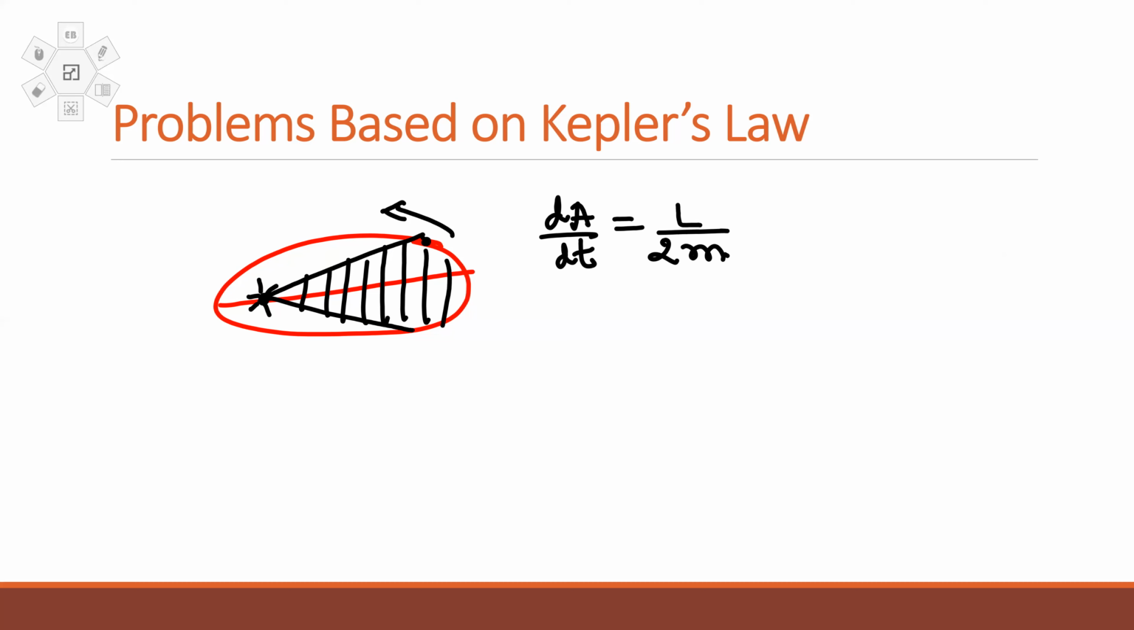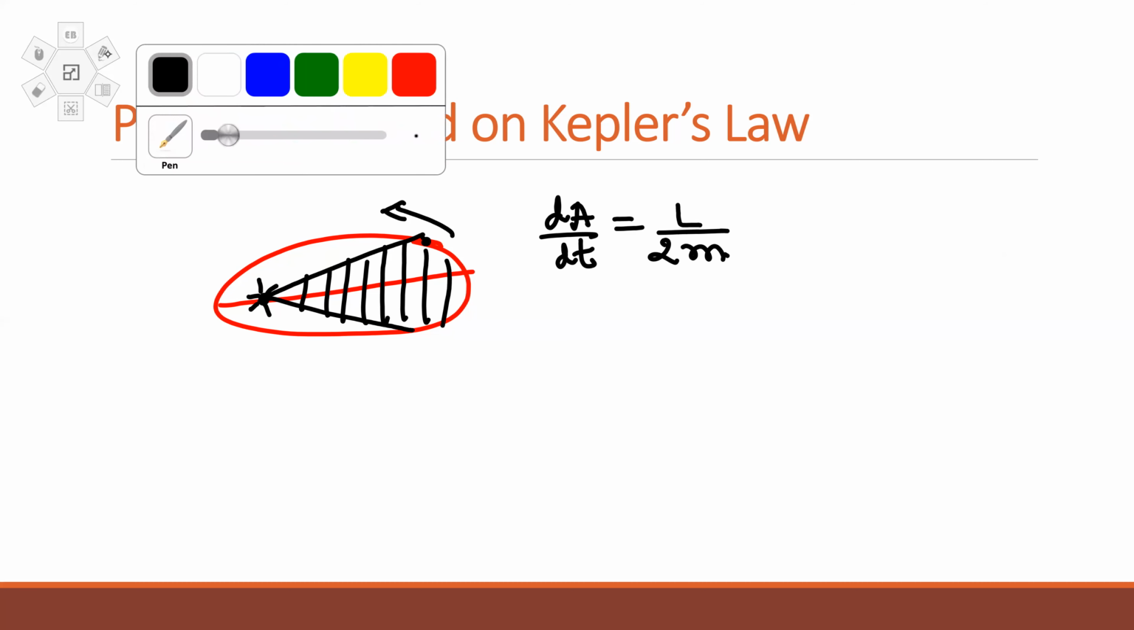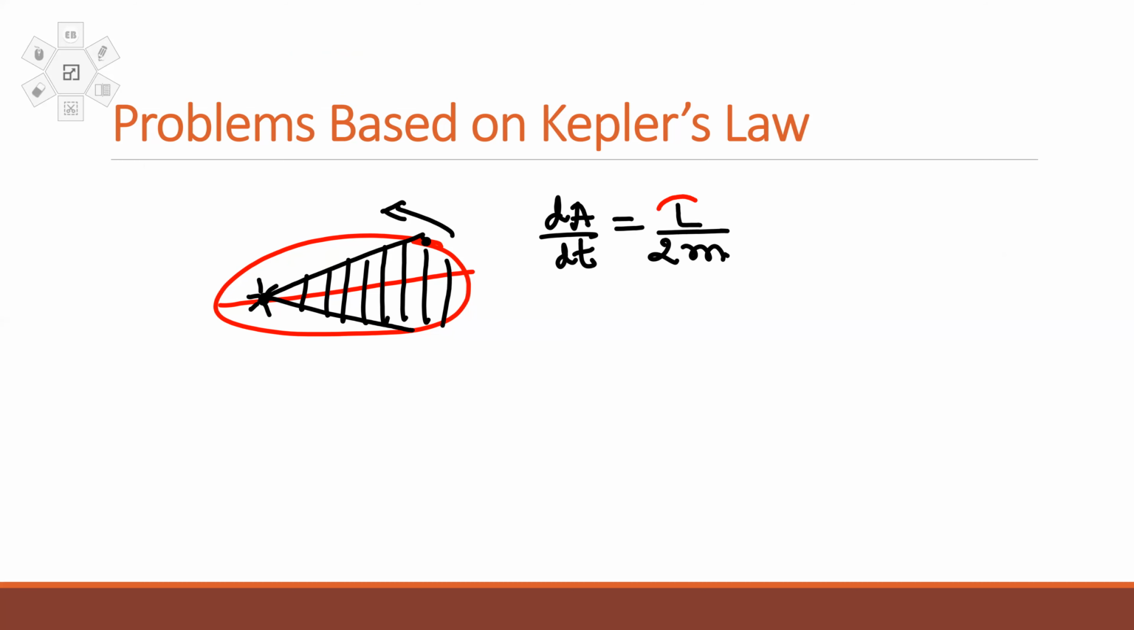This part I discussed in the previous class also. Here, L is called angular momentum. Angular momentum is written as mv into R. Many problems are based on the angular momentum.